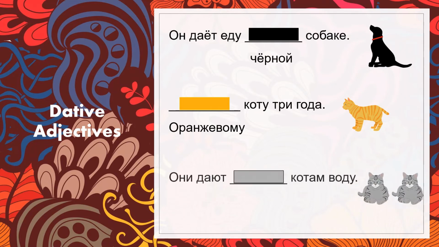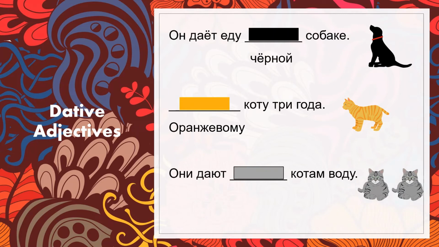And our last example. Они дают котам воду. They give the cats water. But what kind of cats? Gray cats. So how would we say that? Они дают серым котам воду.